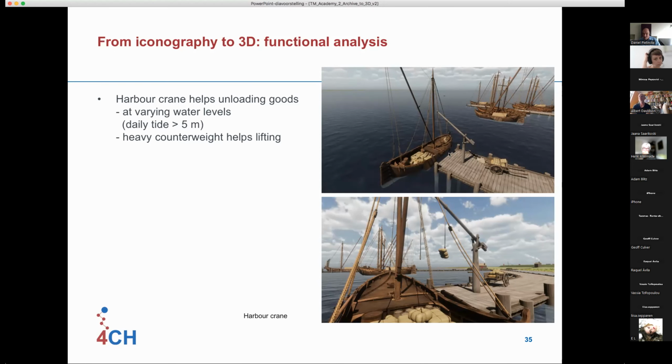And because they had to do so much transportation, they couldn't wait till the high tide. That was not possible. So they needed the crane, in fact, to be able to get the goods, even if they were 5 meters lower. So that's the reason for the crane. So again, this is all calculated with an iron counterweight, and we know how these things work and how they got the things from the ship.